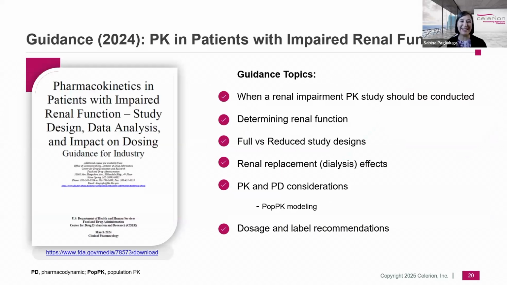So what else does the guidance say? Well, it covers topics such as when to run a renal impairment PK study, how to determine renal function, considerations for full and reduced study designs, as well as dialysis studies, and then provides input on the PK, PD, as well as dosage and label recommendations.